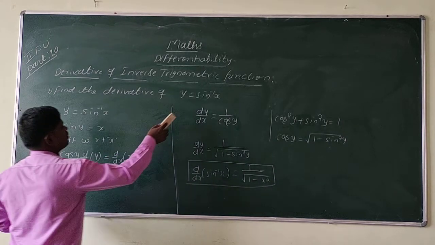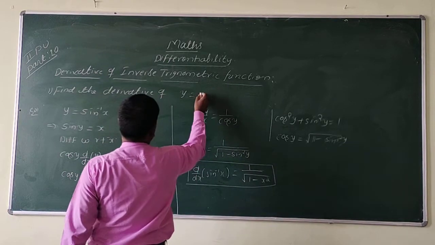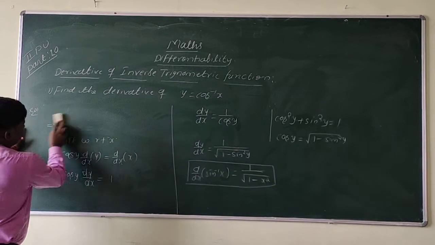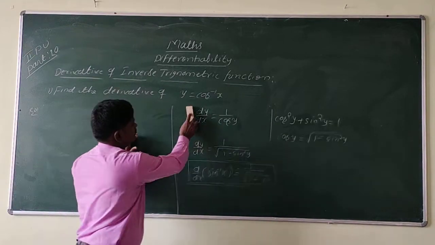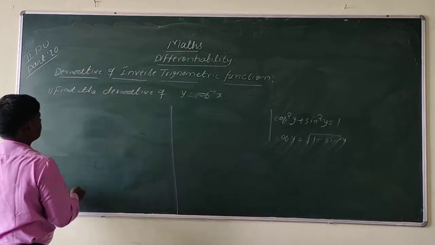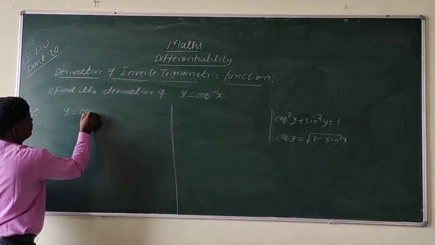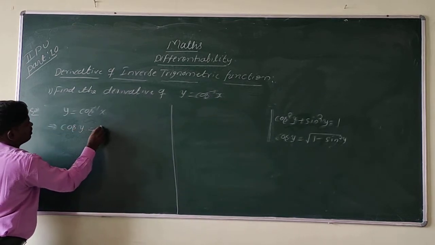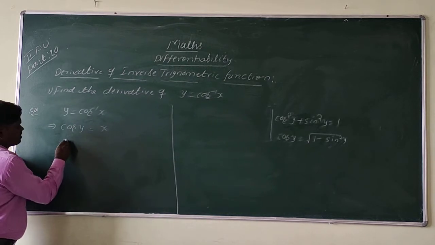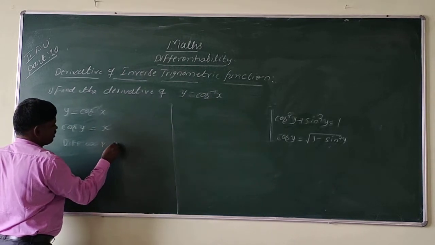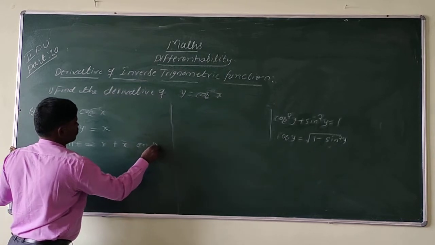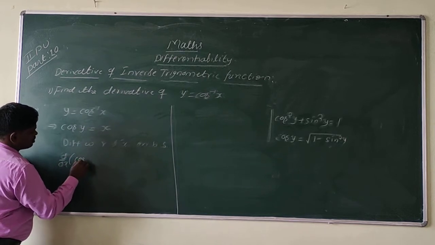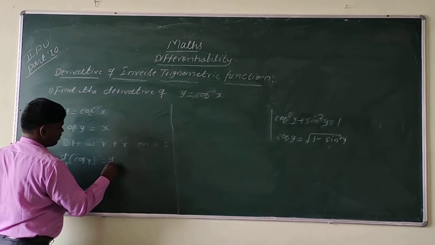Now find the derivative of cos inverse of x. Similarly, y is equal to cos inverse of x. This implies, by the property, cos y is equal to x. Differentiate with respect to x on both sides.